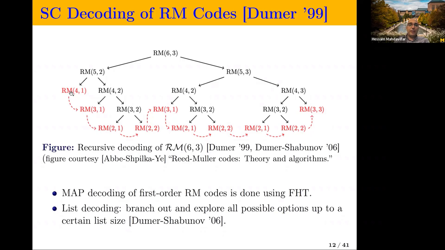List decoding is sort of keeping multiple options. So not decoding just uniquely, but if there are multiple options, we can keep them and explore all of them when we decode the next leaf and so on. It gives us a nice trade-off between performance and complexity, and we can actually go all the way up to the MAP performance, but the complexity then becomes exponential. So that's Dumer's list decoding.